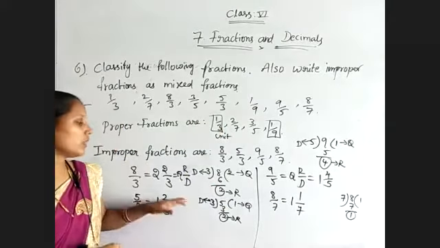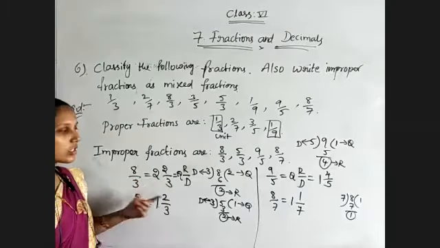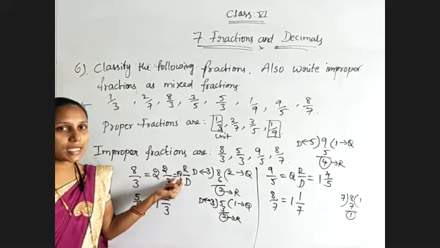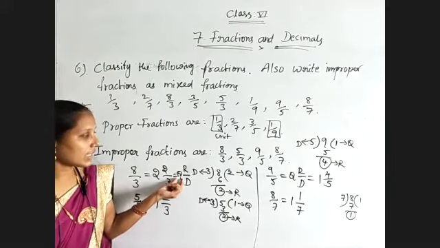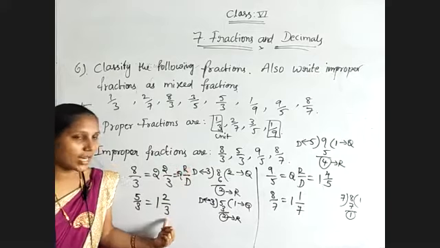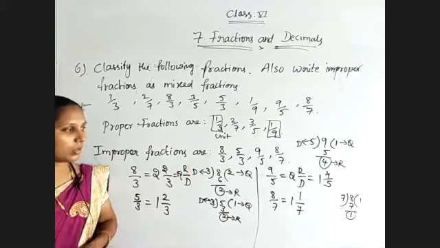Once again, observe. Whenever they are given improper fraction, go through with the division. Quotient you need to place as a natural number, and the remainder in the numerator, divisor in the denominator. That is a proper fraction. That's all. Okay.